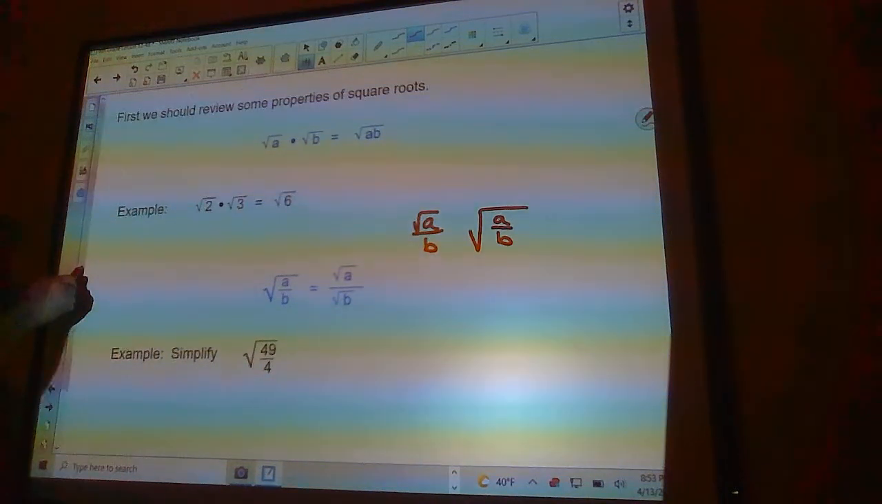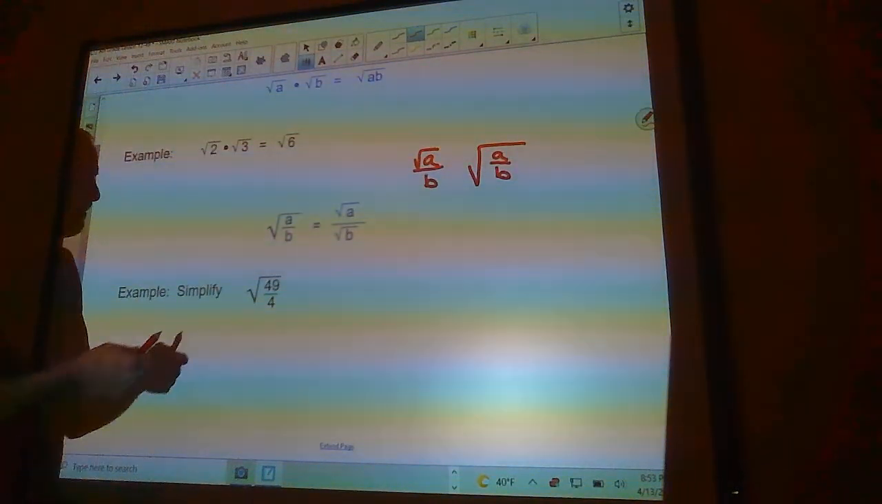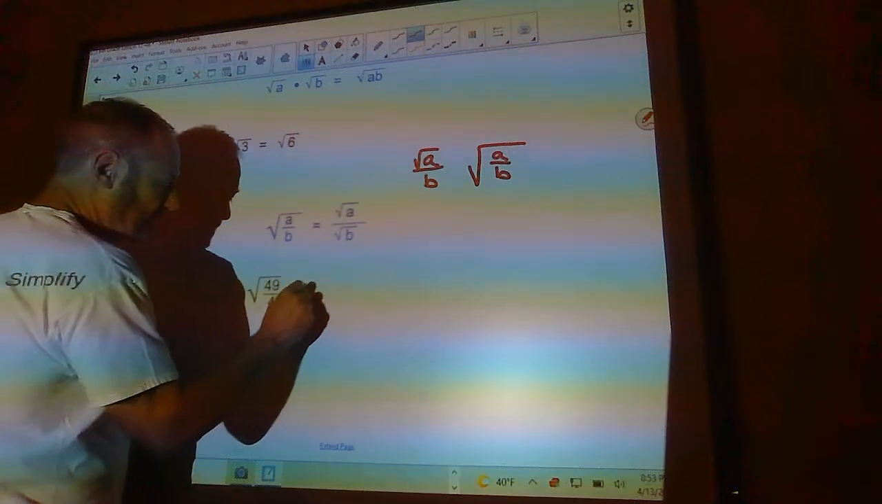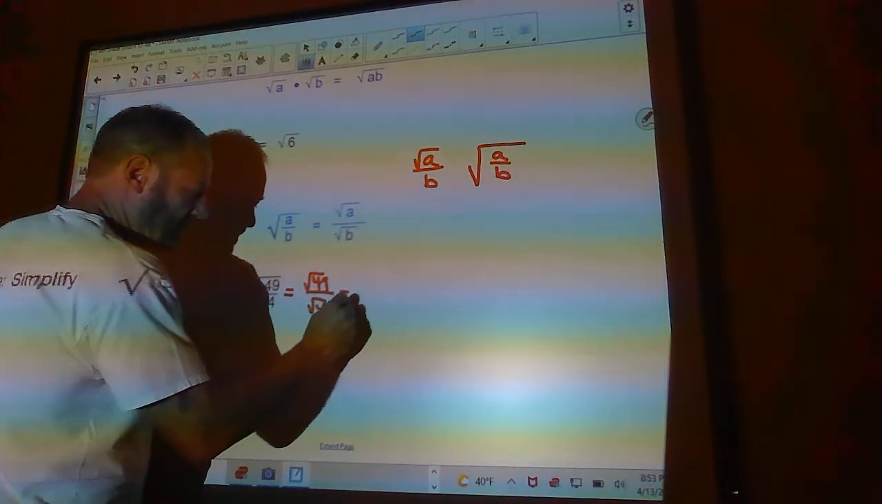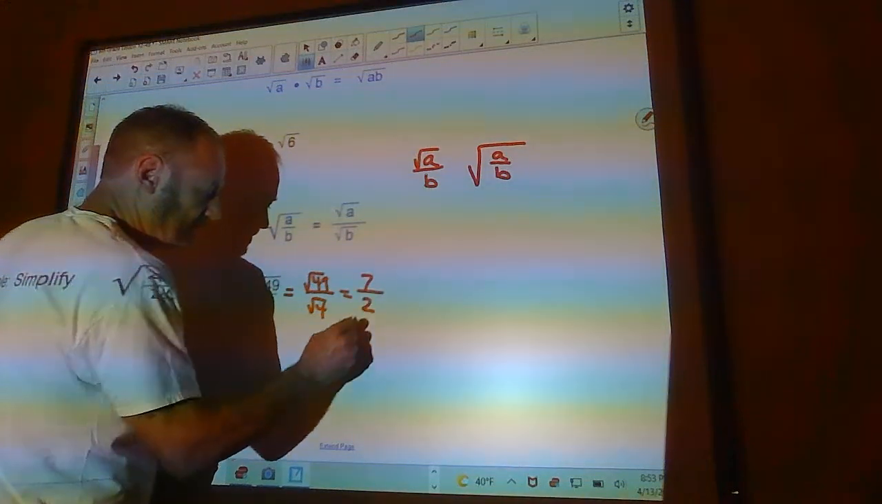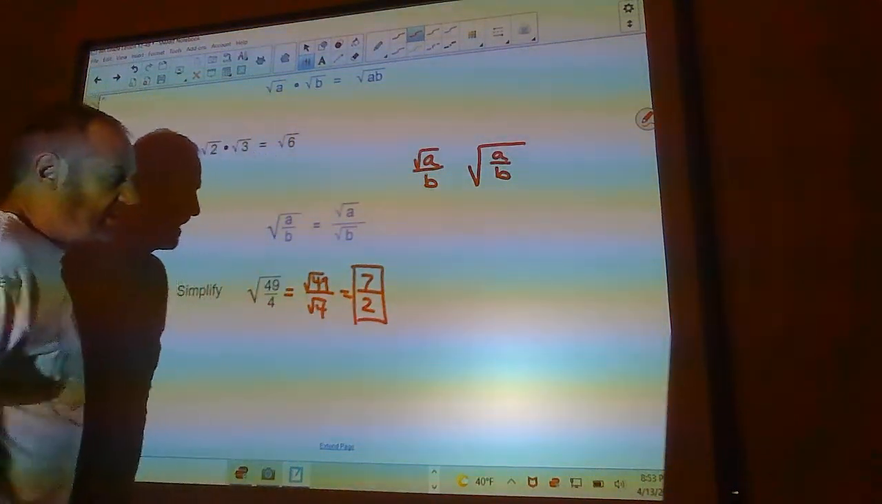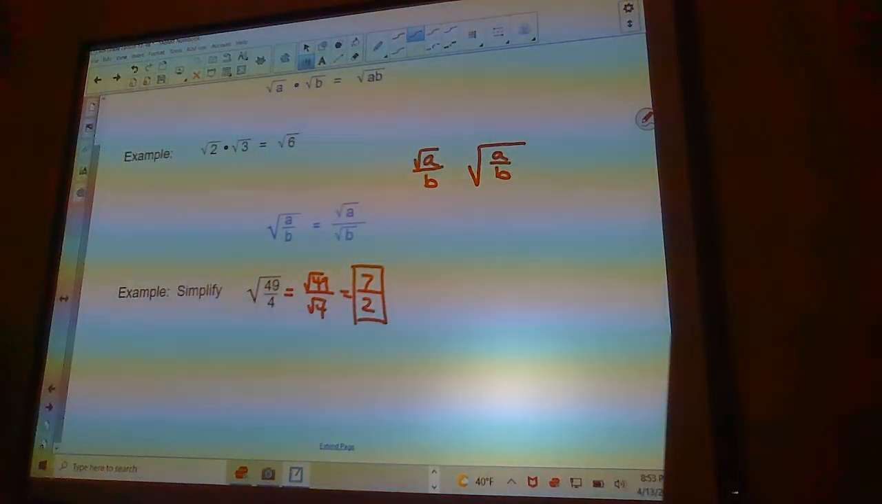Okay, so an example of this would be to simplify this. Well, I would square root 49, and I would square root 4. So it's going to be 7 over 2. And I'm done. I can't simplify it anymore.